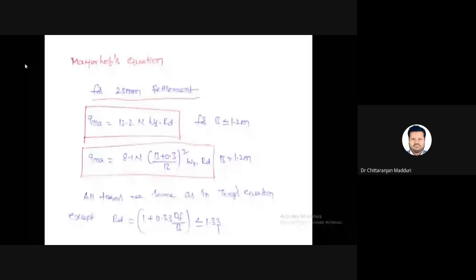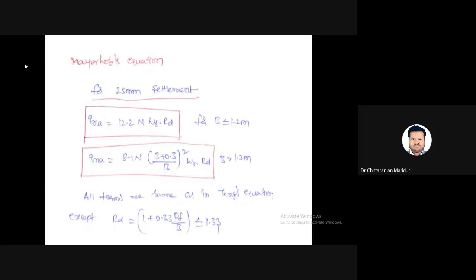Next, Terzaghi and Peck gave equations for net allowable bearing pressure. Meyerhof also gave some formulas. For 25 mm settlement, if the width of the footing is less than or equal to 1.2 meters, net allowable bearing pressure equals 12.2 into N into W gamma into Rd. Rd is the depth reduction factor, W gamma is the water table correction factor, and N is the corrected SPT number. If the width of the foundation is greater than 1.2 meters, net allowable bearing pressure equals 8.1 into N into (B plus 0.3 by B) whole square into W gamma into Rd.